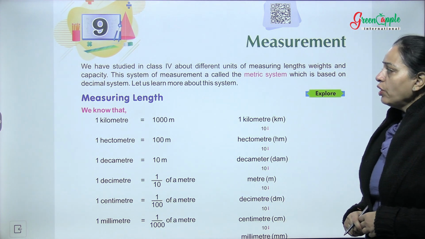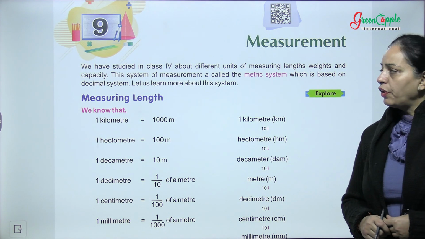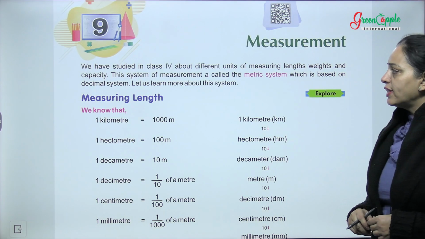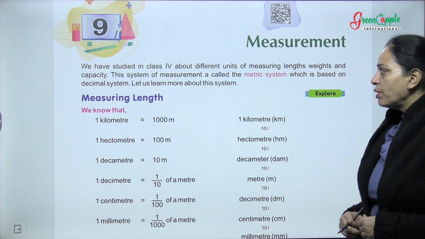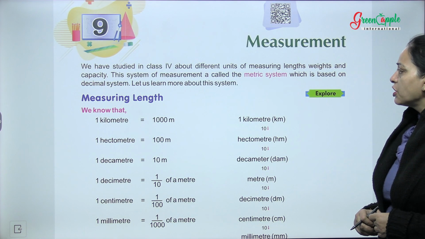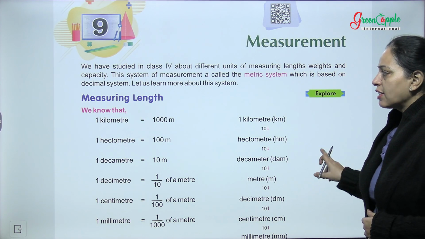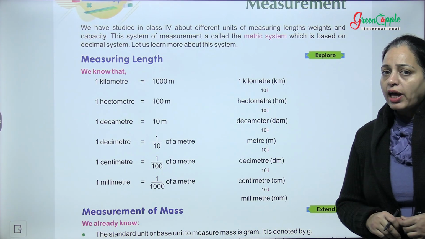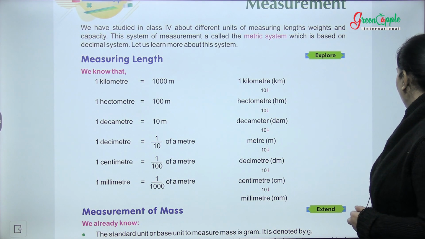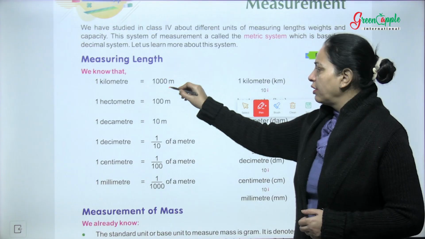and measurement. We have studied in class 4th about different units of measuring lengths, weights and capacity. This system of measurement is called the metric system, which is based on decimal system. Let us learn more about this system. Measuring length. We know that 1 kilometer equals 1000 meters.